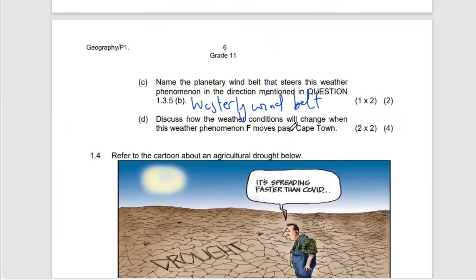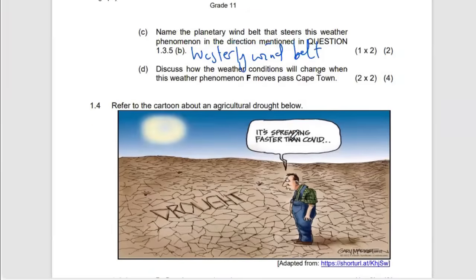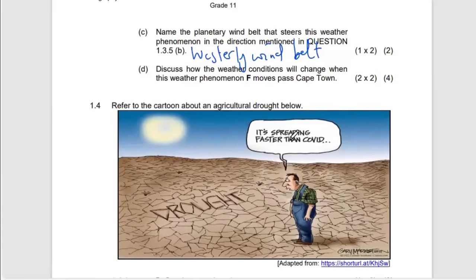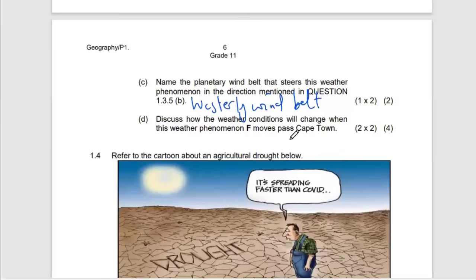Right, taking on the next question, it says, discuss how the weather conditions will change when this weather phenomenon at F moves past Cape Town. When it moves past Cape Town, we are looking at the coming of the cold front. How is it going to affect weather conditions? The cold front, remember, brings in cold conditions. So we are going to experience a drop in temperature. Temperature is going to decline, it's going to decrease.